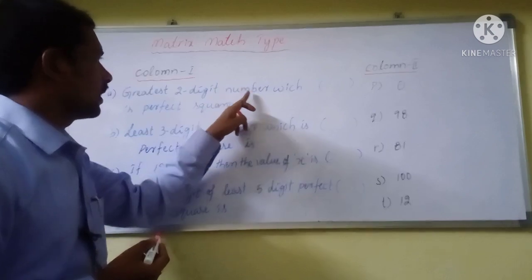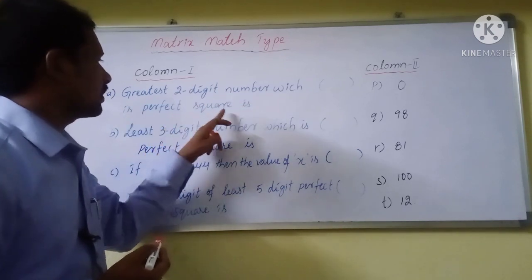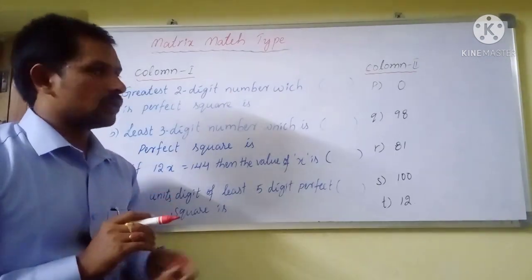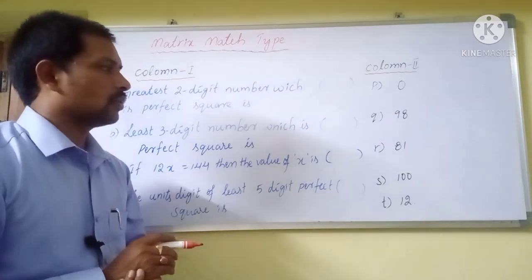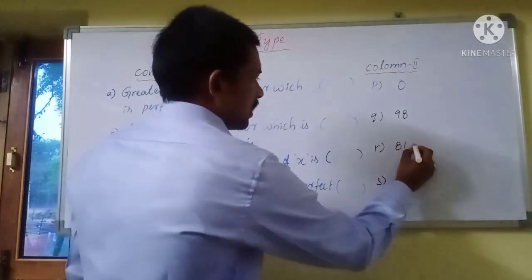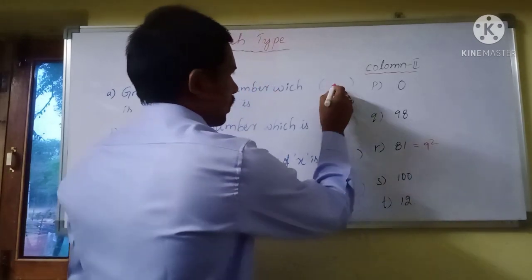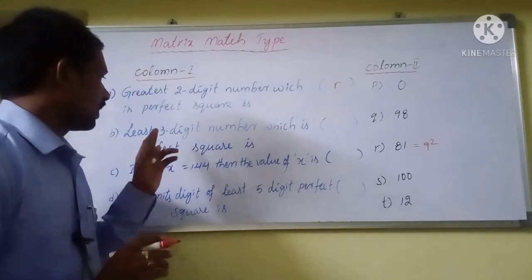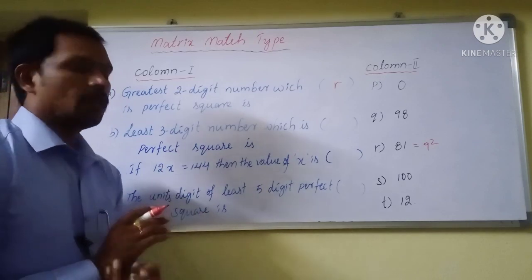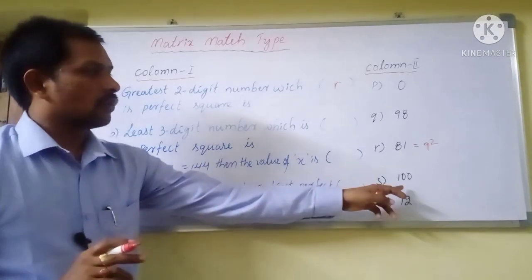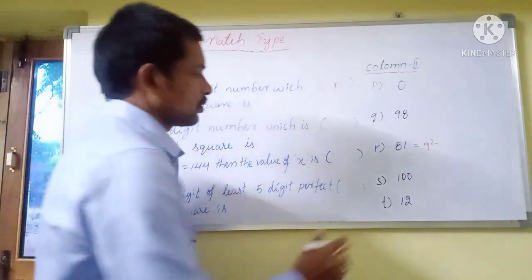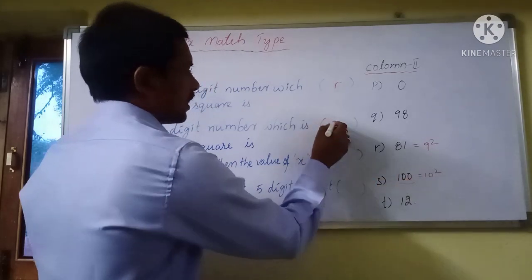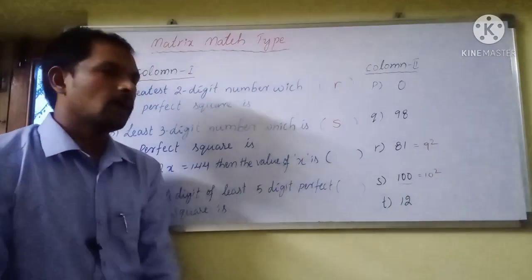Greatest 2-digit number which is a perfect square. If you observe the square values of 1 to 20, among those 81 is the greatest 2-digit square number, which is equal to 9 square. So option number R is the first one. Then coming to the second one, least 3-digit number which is a perfect square. Here only one 3-digit number is given, which is equal to 10 square, that means a perfect square. So the least 3-digit number is option number S.